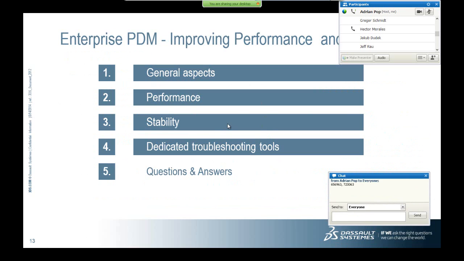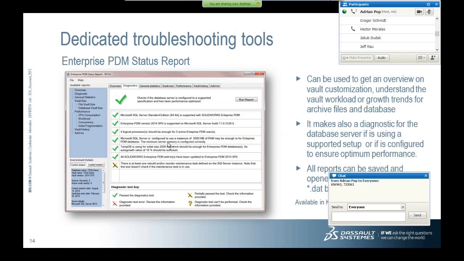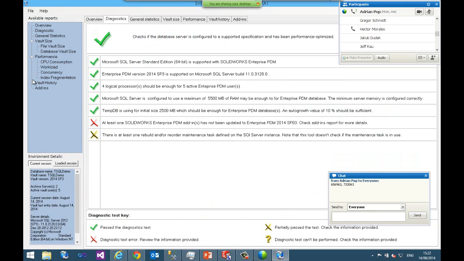So more or less these are some guidelines on how to deal with performance and stability. Keep in mind there is a lot also for crashes related to SolidWorks. There is a solid practice written. We have plenty for performance. Now we're going to discuss some dedicated troubleshooting tools. We're going to start with the EPDM status report, which gives you a snapshot of the EPDM environment from a customer.